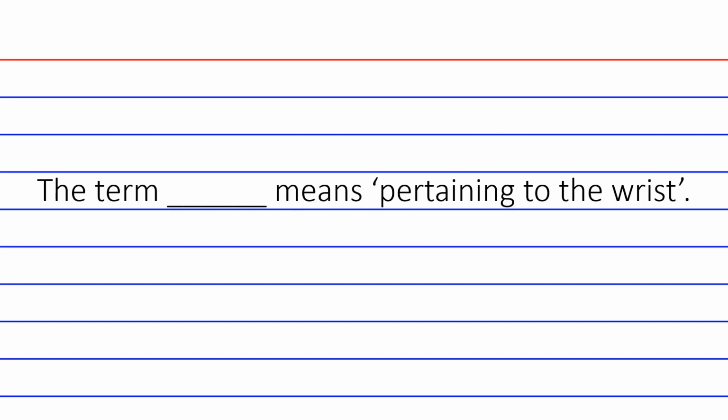This term means pertaining to the wrist. The answer is your carpals, right? Your carpals are where your wrist is located. So that is your carpal region, right? Your ankle is your tarsal region.